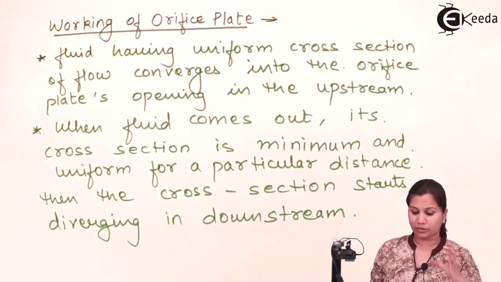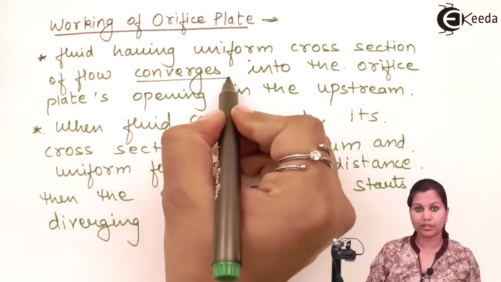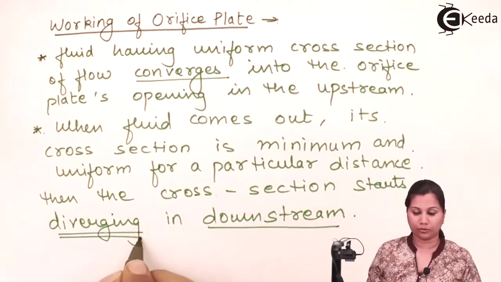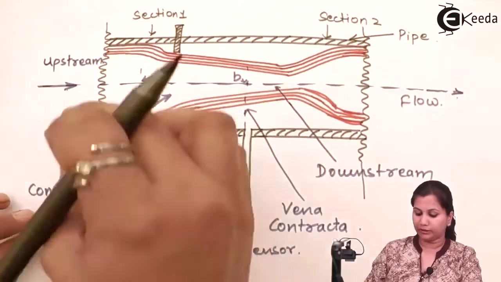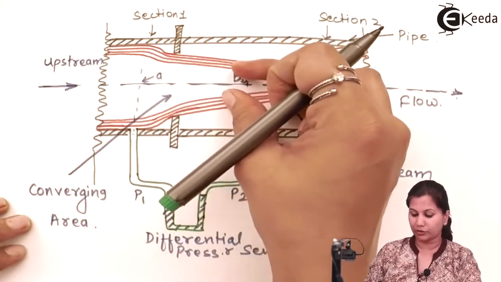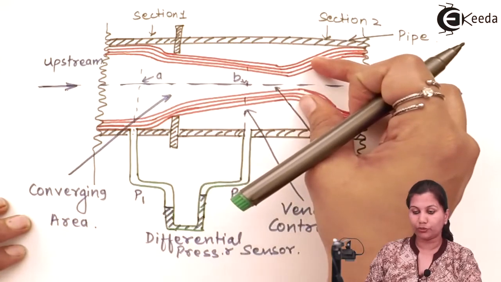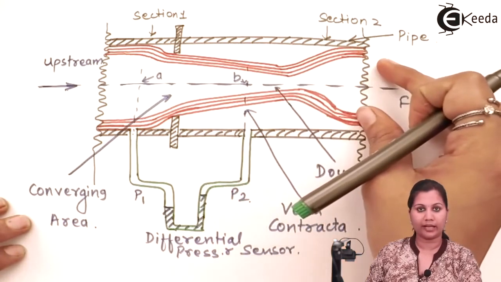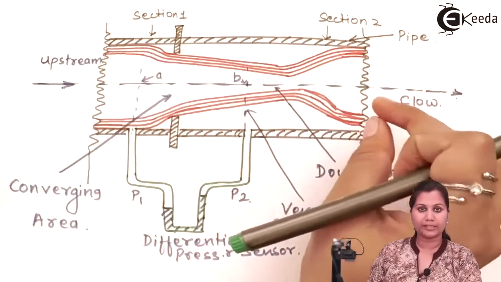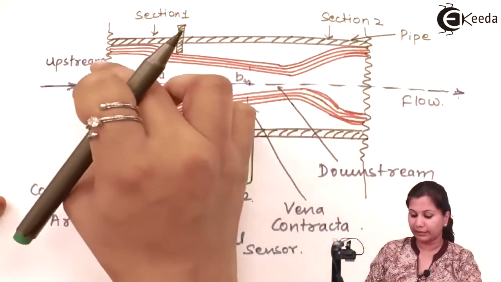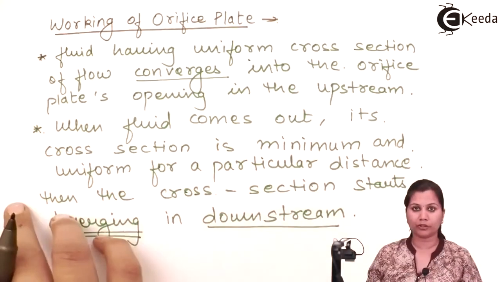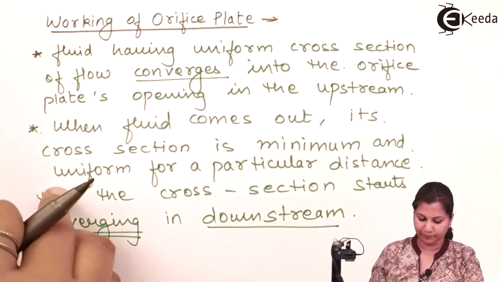Now in the upstream the cross section was converging, while in the downstream the cross section is diverging. So earlier the cross section was uniform, after that it starts converging, again it comes to uniform, and then it starts diverging. In this way the cross section of the fluid is changing when it is entering the orifice plate, and then it is coming out of the opening of the orifice plate.